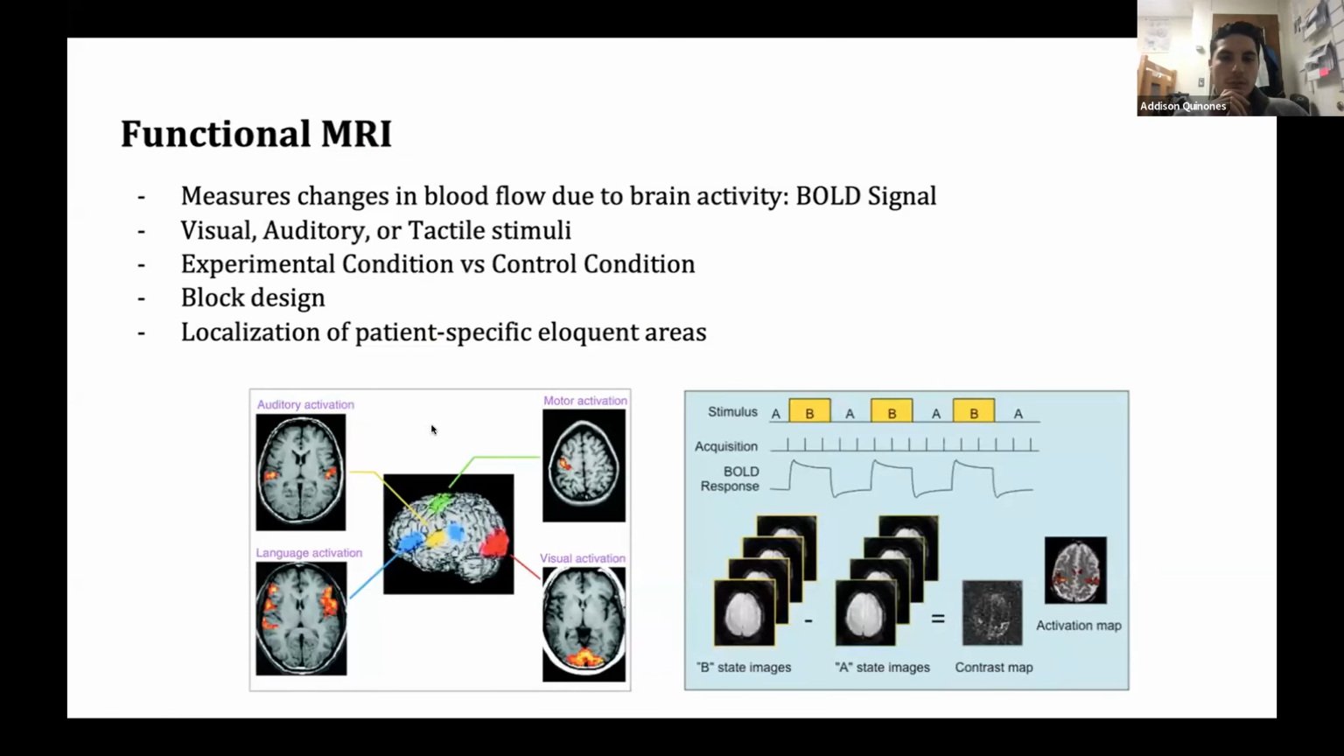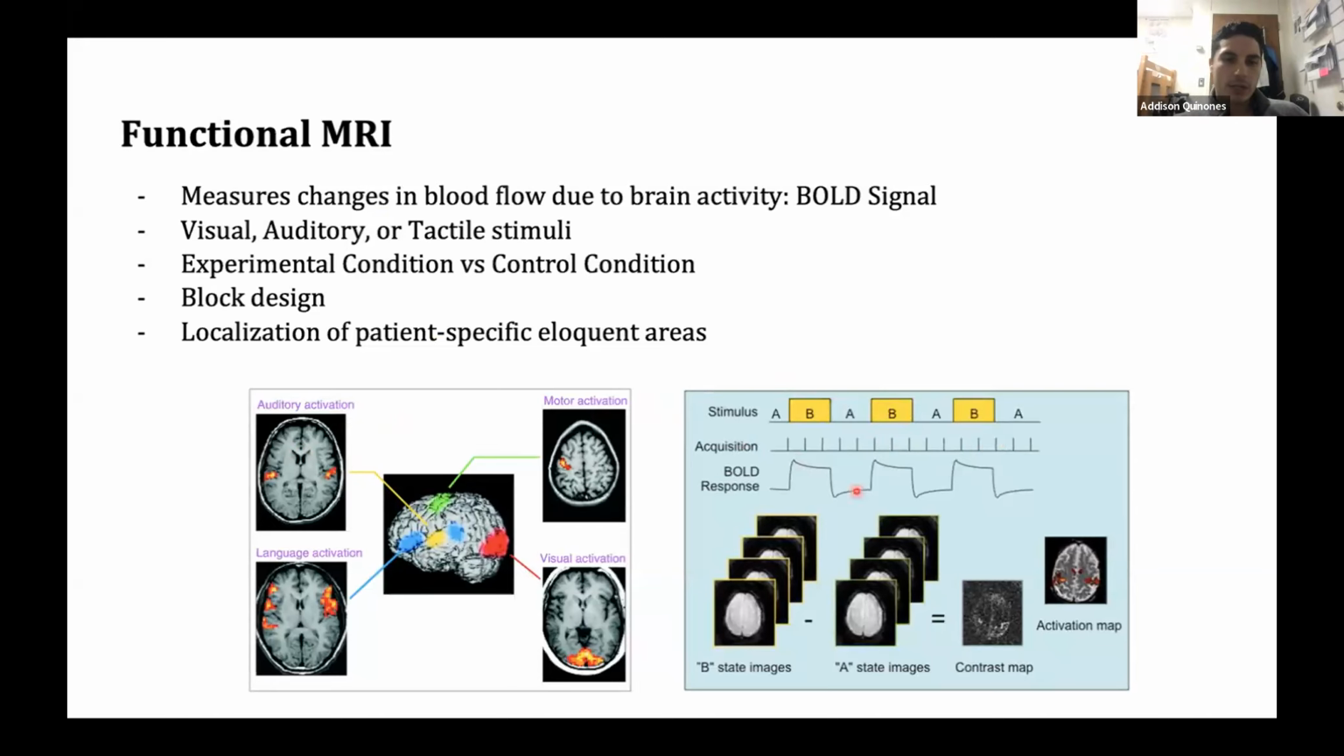Okay, so first I just want to provide a brief overview of functional MRI. So we know it measures changes in blood flow due to brain activity. This is what's known as the BOLD signal. And to measure these changes in activity, they need to induce stimuli in the patient. These are usually done through visual, auditory, or tactile means. And there are typically two conditions when performing an fMRI. There's an experimental condition when they're performing an active task, and then there's the control condition when they're at rest. And when you alternate these conditions back and forth, this is what's known as a block design. This is what we used in our study.